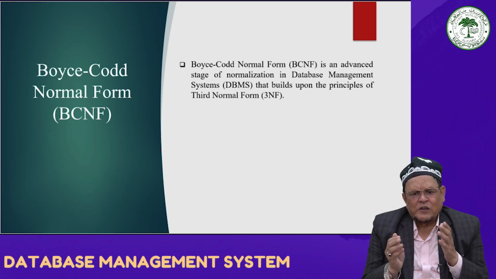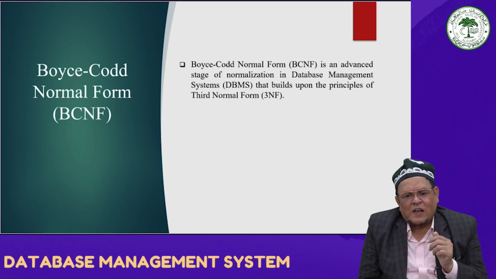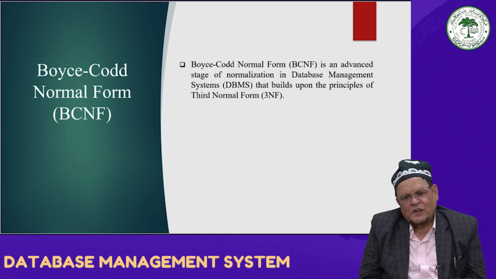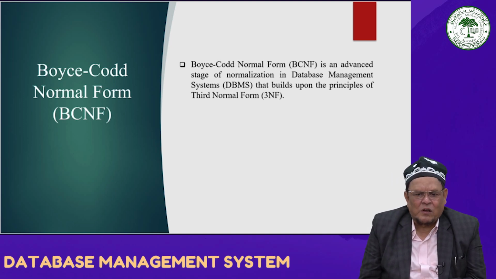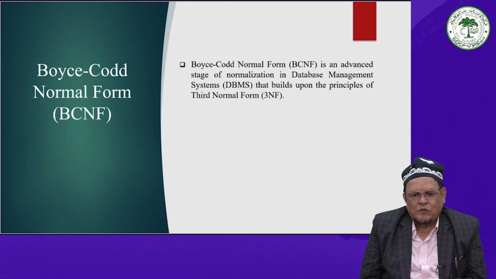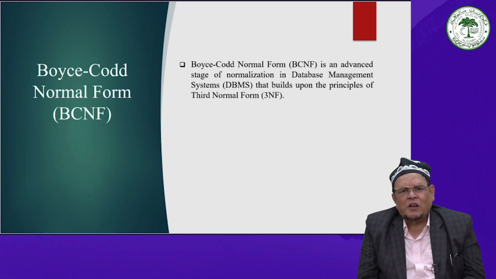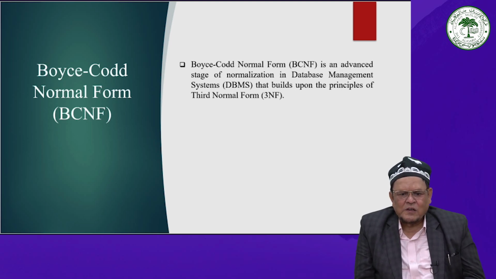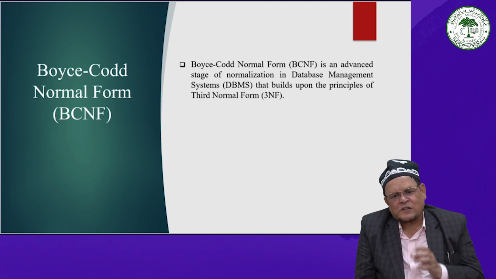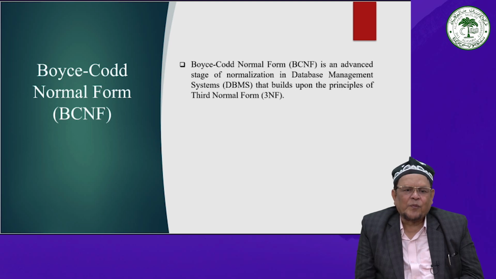Overall, achieving Boyce-Codd normal form enhances data integrity and consistency in the database by minimizing redundancy and dependencies. It provides a more robust data model that reduces the risk of anomalies and facilitates efficient data storage, retrieval, and manipulation. It will become faster. You can store efficiently, you can retrieve information very fast, and you can manipulate.